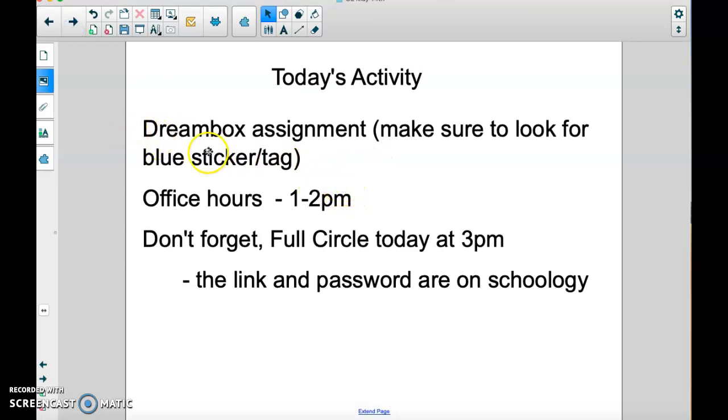So today's activity, you have a Dreambox assignment. Remember, on your like home dashboard thing, look for that blue sticker, that blue tag. That'll tell you where your assignment is.